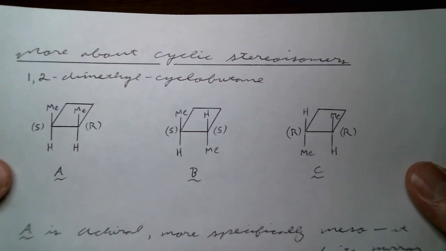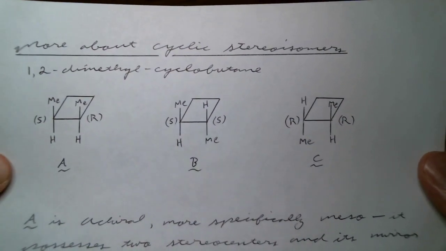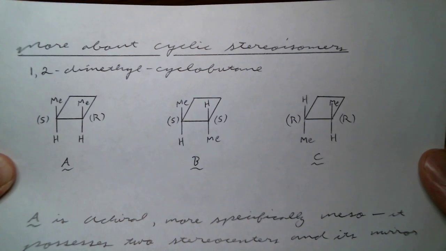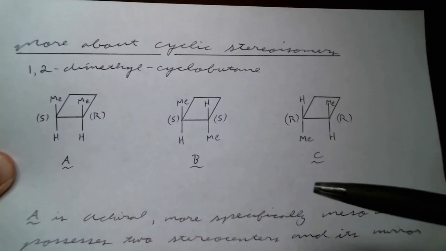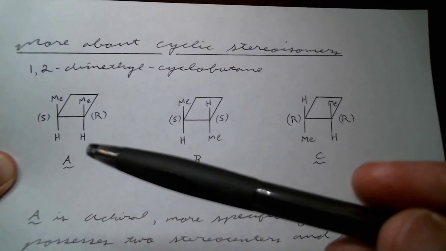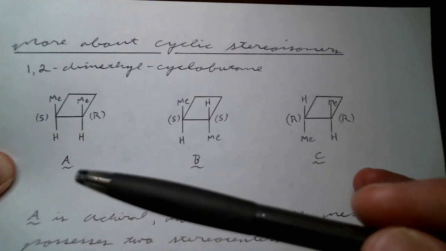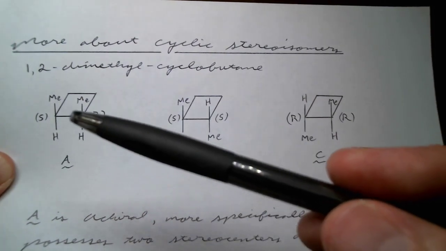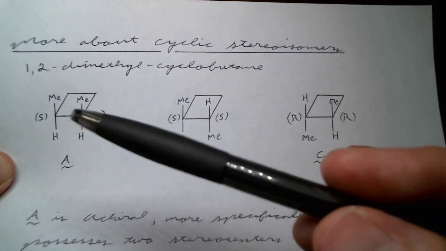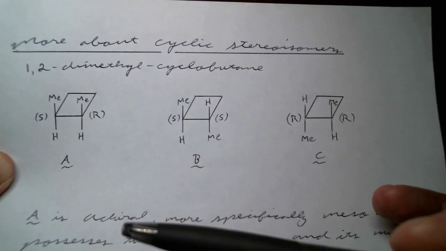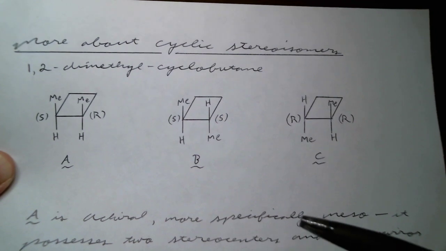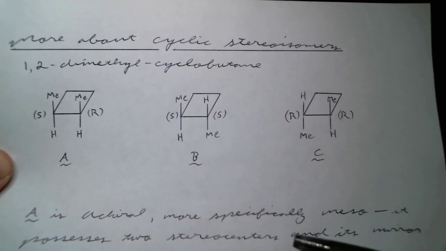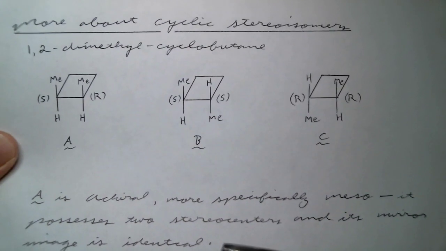So, one last idea for this video: a little bit more about cyclic stereoisomers. Let's look at 1,2-dimethylcyclobutane and its stereoisomers. Well, we could have the RS stereoisomer A, and here you can probably see that there is an internal plane of symmetry, so we know that A is achiral, and more specifically it's meso. It possesses two stereocenters and its mirror image would be identical.